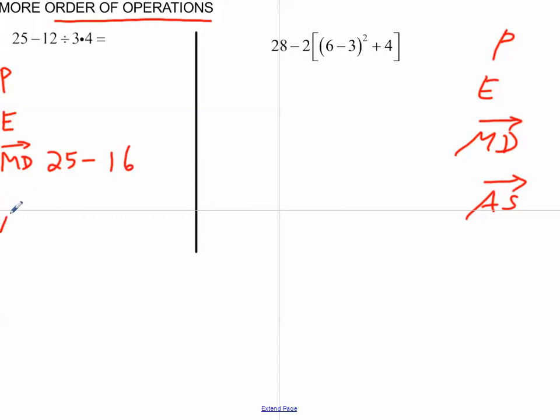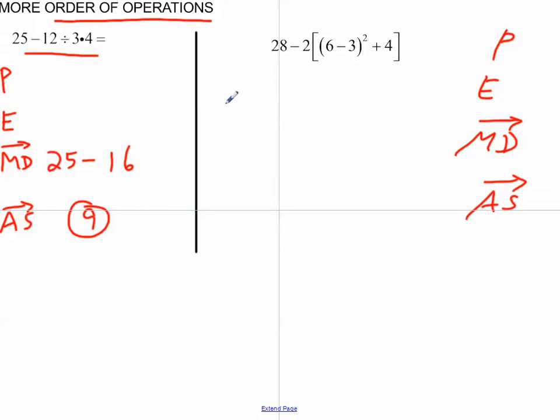So now we do addition, subtraction, left to right. And now we've got 25 minus 16, 9, and that's our answer. Anybody who's doing this, who's working on that, who's following the order of operations, will get to the answer of 9. Alright, there's order of operations.